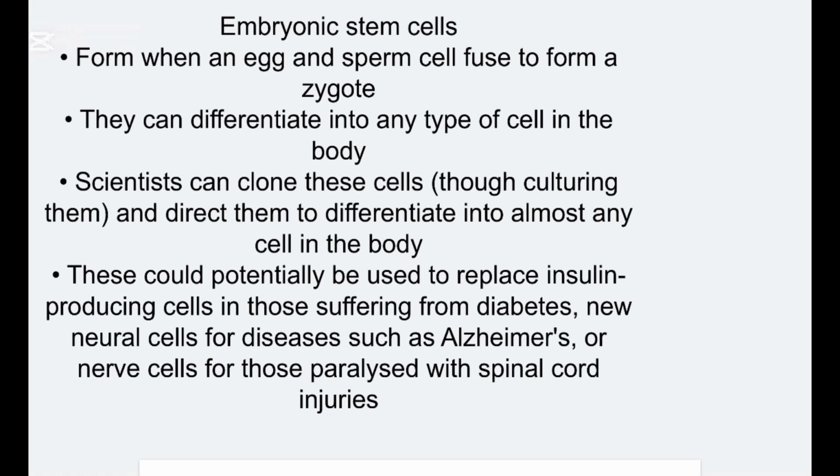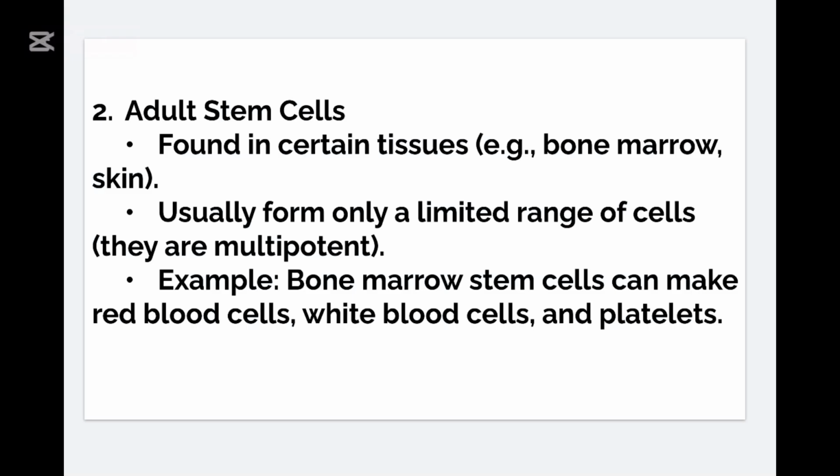Scientists can clone these cells and direct them to differentiate into almost any cell in the body. This could potentially be used to replace insulin producing cells in those suffering from diabetes, and new nerve cells for diseases such as Alzheimer's or nerve cells for those paralyzed with spinal cord injuries. That is how embryonic stem cells can be used in the medical field.